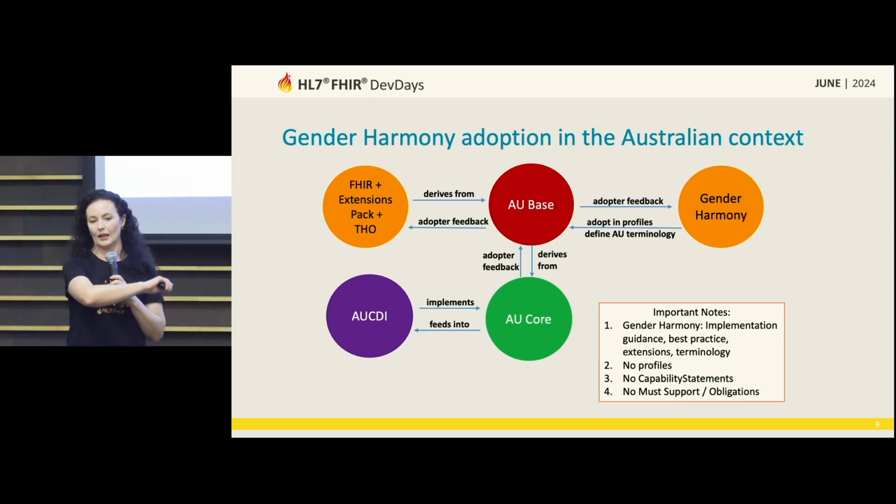We have direct drivers through AUCDI and AU Core. Our AUCDI, so our clinical priorities from our clinician group, which has over 400 members, has given us the fact that we need pronouns, sex at birth, and gender identity. And they're our first release. They're the things that are driving us.